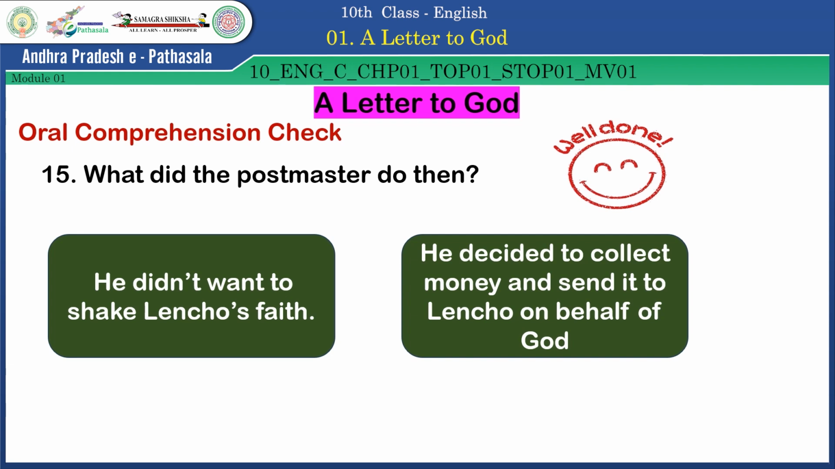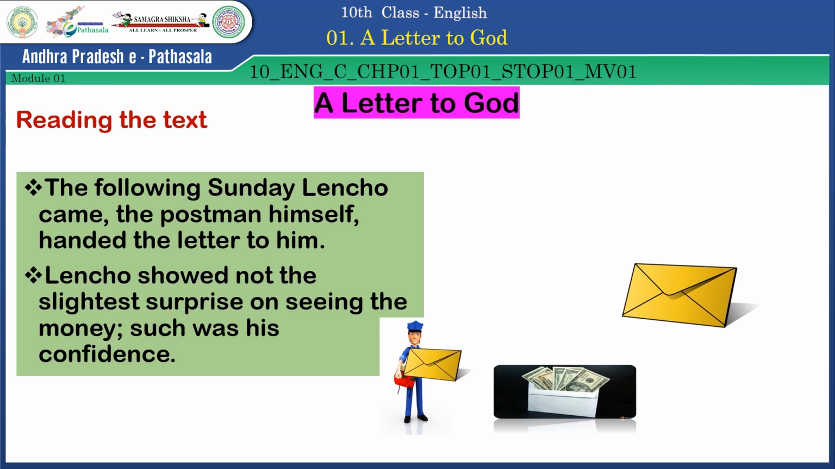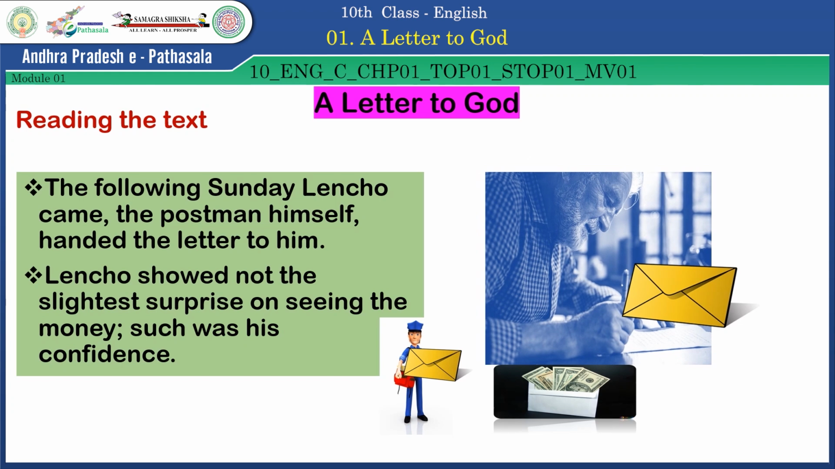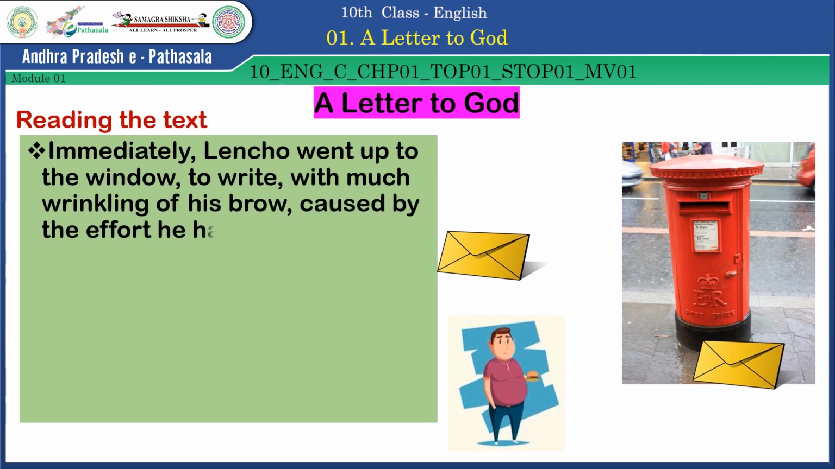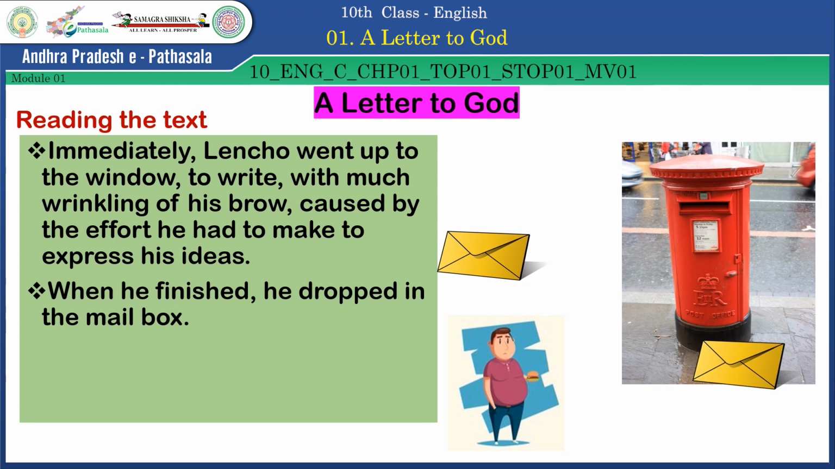Now, we will continue reading the final events of the story. Reading the text. The following Sunday, Lencho came. The postman himself handed the letter to him. Lencho showed not the slightest surprise on seeing the money. Such was his confidence. Immediately, Lencho went up to the window to write, with much wrinkling of his brow, caused by the effort he had to make to express his ideas. When he finished, he dropped it in the mailbox.